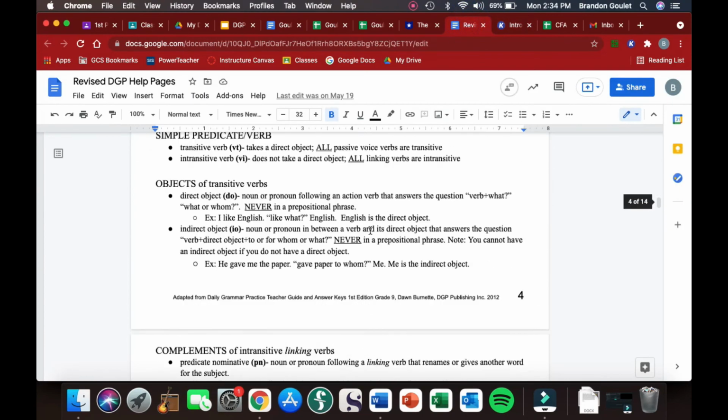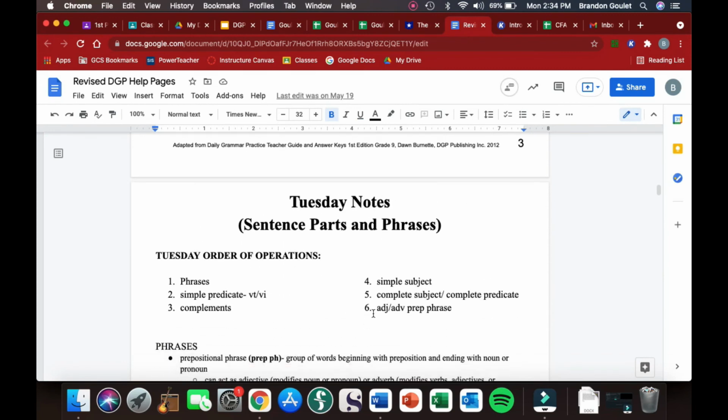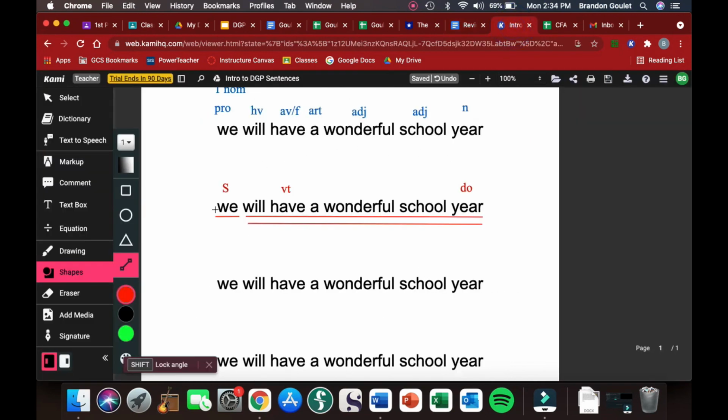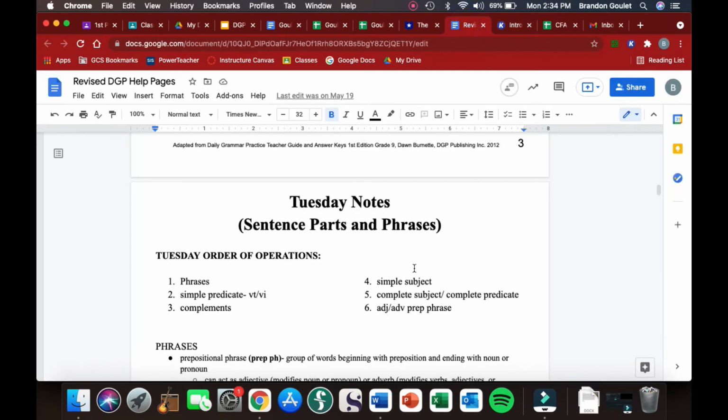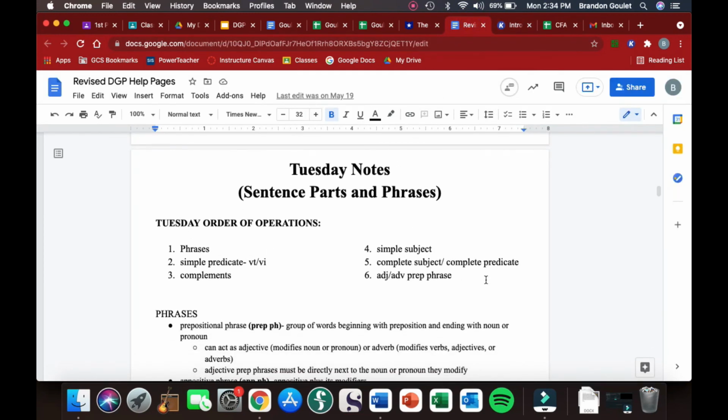Now if we go back to our order of operations, the next step is labeling prep phrases, either adjective or adverb prep phrases. In this case, we didn't have any prep phrases, so we are done. So that is Tuesday's DGP. It's real simple. It can get pretty complex, but as long as you follow along with your help pages and go through these order of operations, you will be just fine.